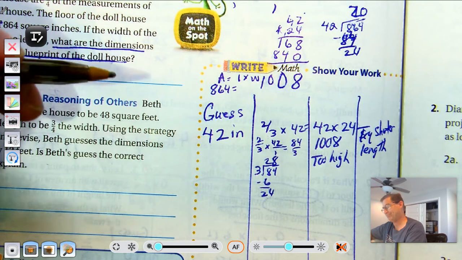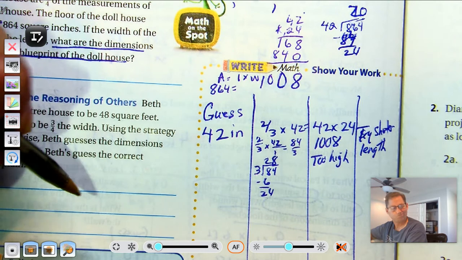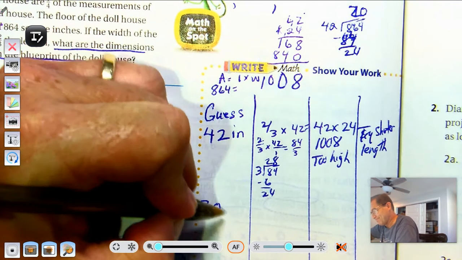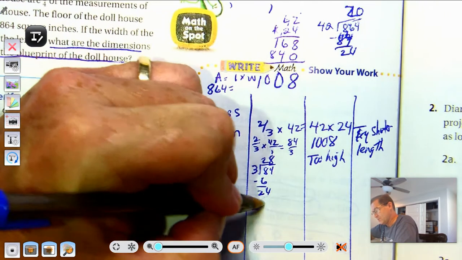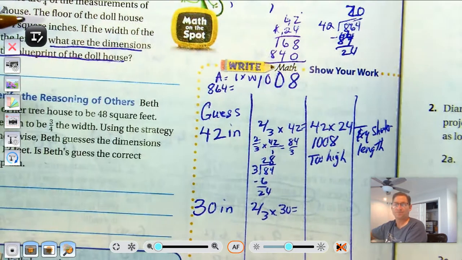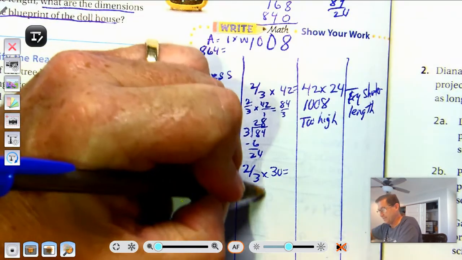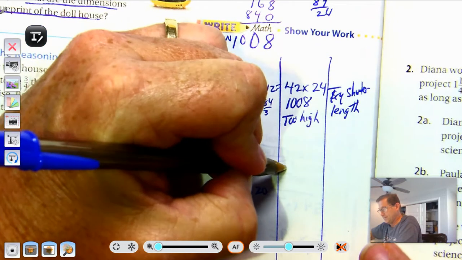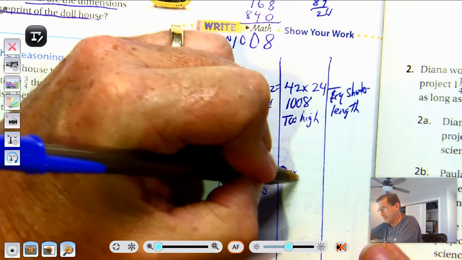Let's try 30. So 2/3 of 30. 30 times 2 is 60. Divide by 3 is 20. So let's try 30 times 20.